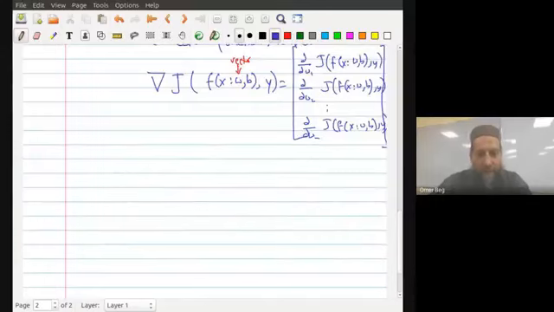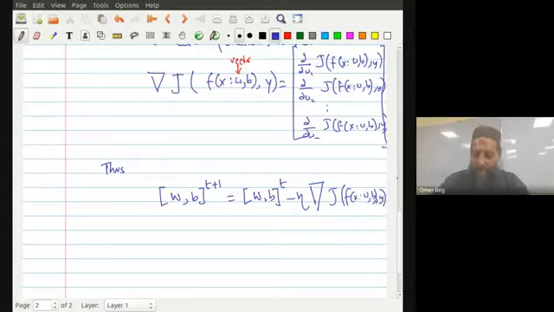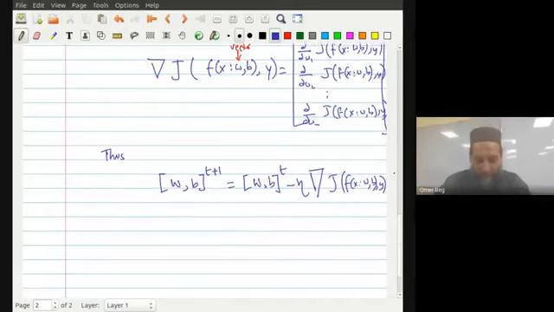Thus, we have this new vector w, b at time t plus 1, and this would be equal to, this is the update equation, w, b at time t minus eta, the learning rate, times the vector differential of J of f of x, w, b for y, right? Which are the true labels, right?